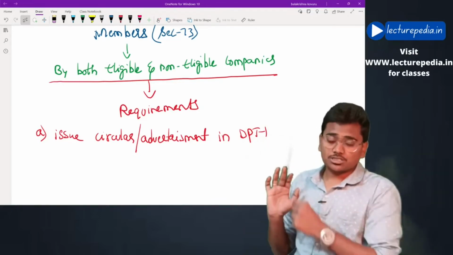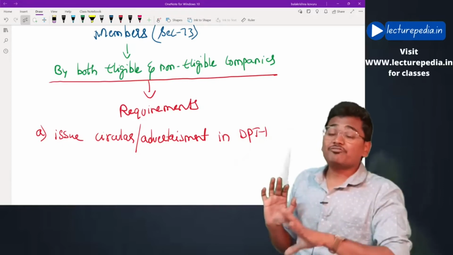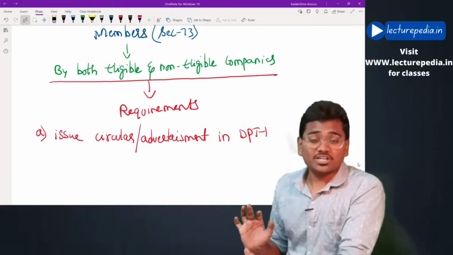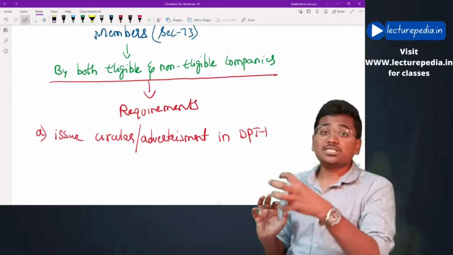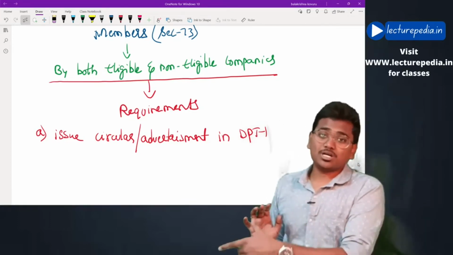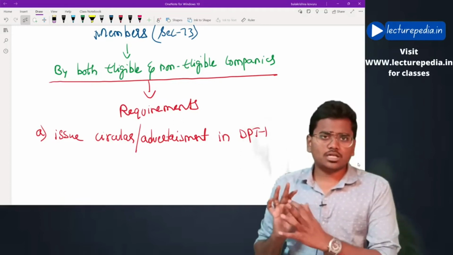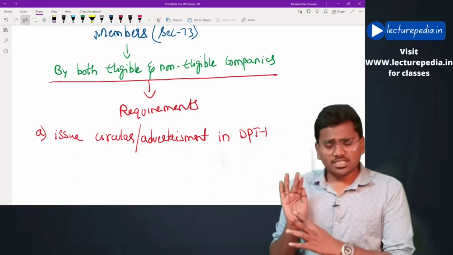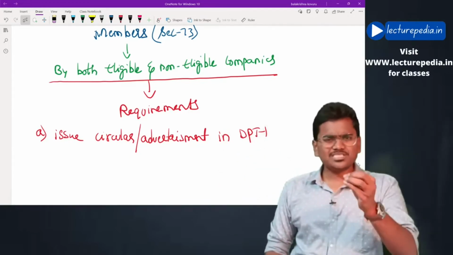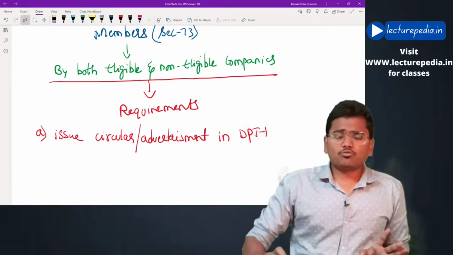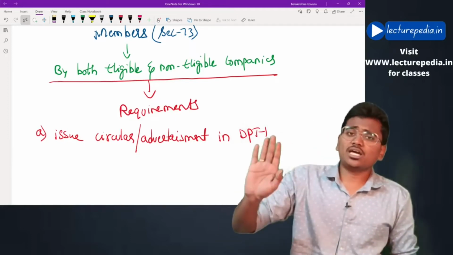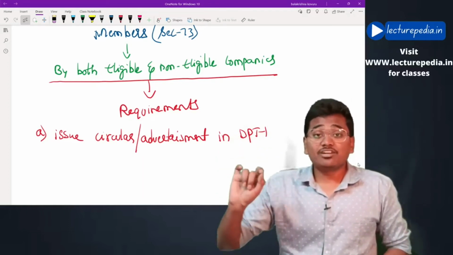In this advertisement or circular, it will be stated for which purpose the amount will be used by the company, what will be the rate of interest for these deposits, and how much amount the company is raising. All these details related to deposits will be present in this circular or advertisement, and this must be in the format of DPT1. Hope this is clear. Simply remember that if a company wants to raise money through deposits, it has to first of all issue a circular or advertisement in form DPT1.